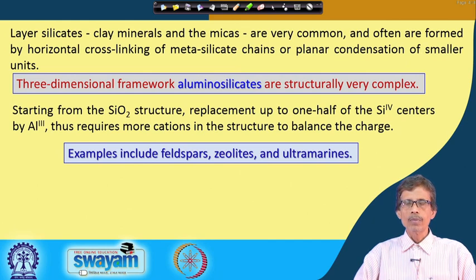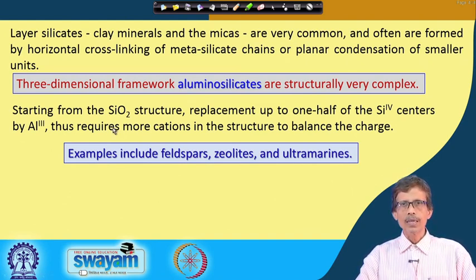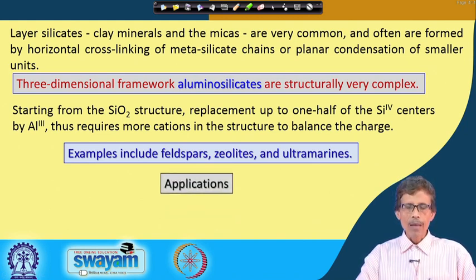Ultramarines, we all know, are very beautifully blue in color, where trapped sulfide S2 minus ions are present. Due to that, we get a very blue coloration of that particular naturally occurring mineral, which is your ultramarine. So, we get the feldspar structure, the zeolite structure and the ultramarine structure, but the challenge is how we utilize them, what their applications are, and how we usefully get those materials from natural sources with slight or more modification of the naturally occurring materials.